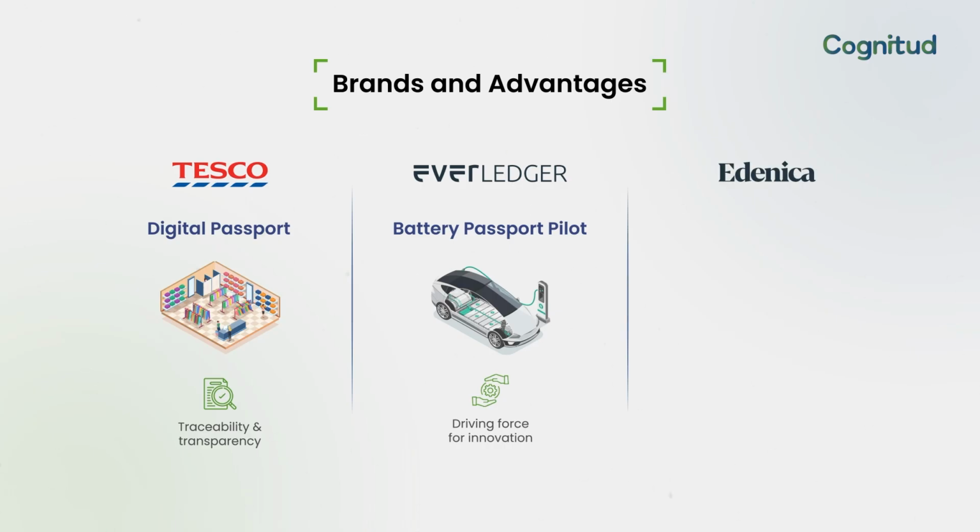Edenica. In February 2024, Edenica became a pioneer in the use of material passports, which helped them reuse materials during building construction while allowing them to implement efficient strategies like resource optimization.